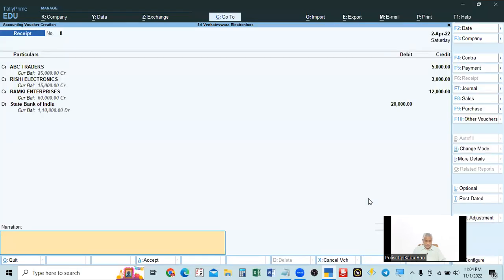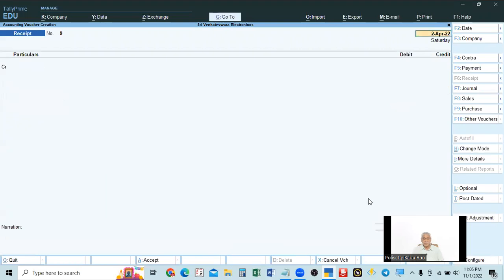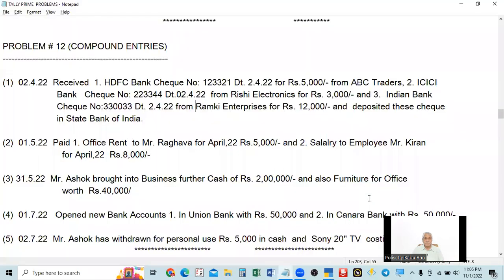So that's it, and here being checks received from so and so, so we can type all the names from the 3 persons: ABC Traders, Rishi Electronics, and Ramki Enterprises. We can type and save. So like this, we have to enter the transaction for the compound entry.